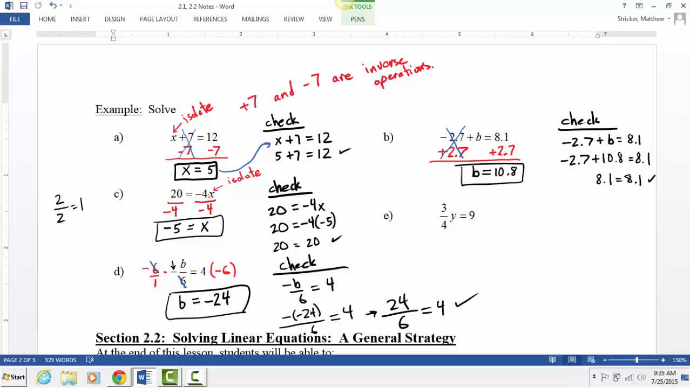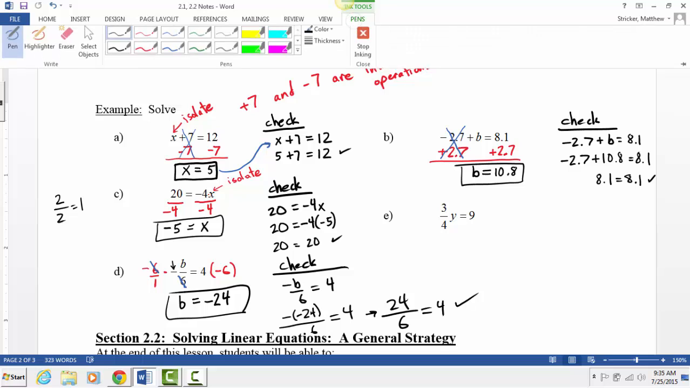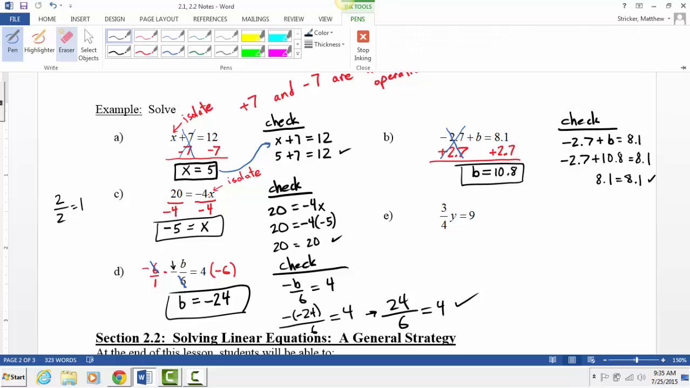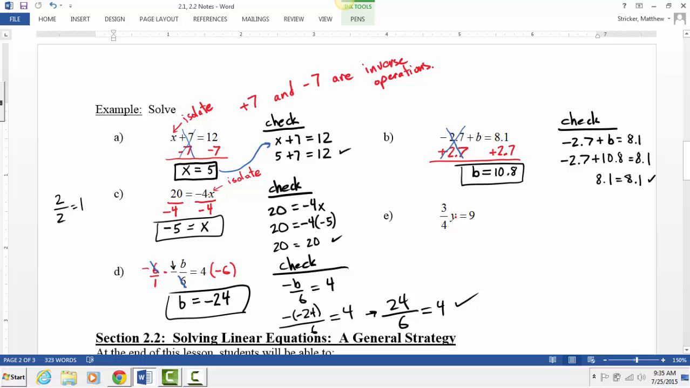The last one here is a bit more complicated because we have y, but then we have y times this fraction. And remember, the fraction bar in a fraction represents the operation of division. So what we really have here is y being multiplied by 3, but also being divided by 4. So if we thought of this according to inverse operations, this is being multiplied by 3, so let's divide by 3. Remember that fraction bar means divide.